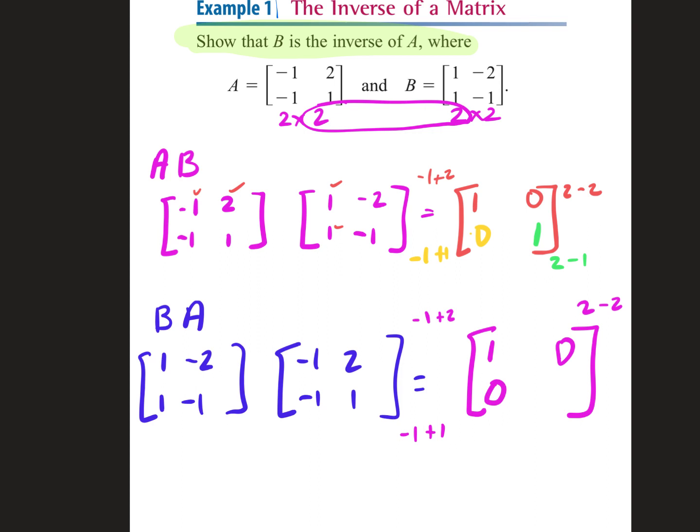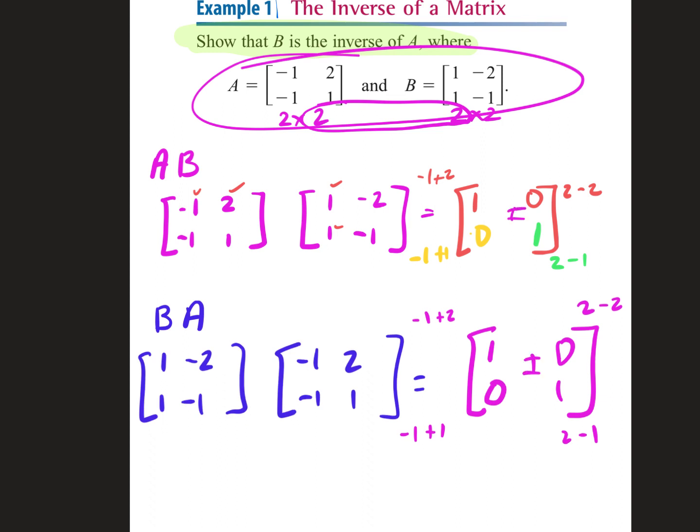1 times 2 is 2. Negative 1 times positive 1 is negative 1, right? So 2 minus 1 is 1. What did you guys just prove right now? That these two matrices are what of each other? Inverses. The reason why is because when you multiplied them, A times B, you got the identity matrix. When you multiplied B times A, you got the identity matrix.